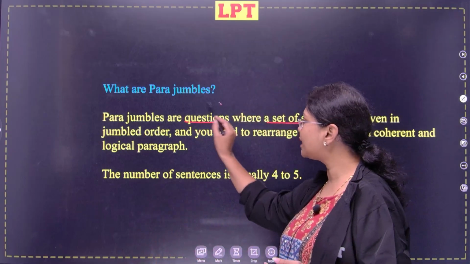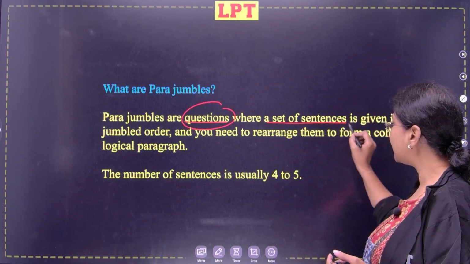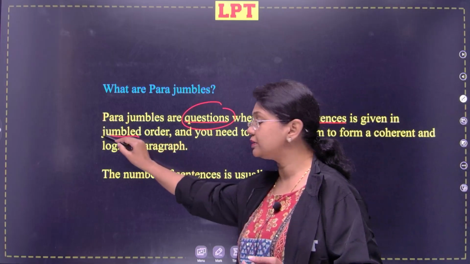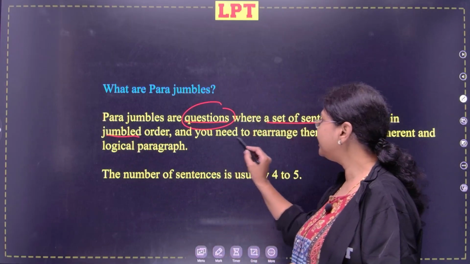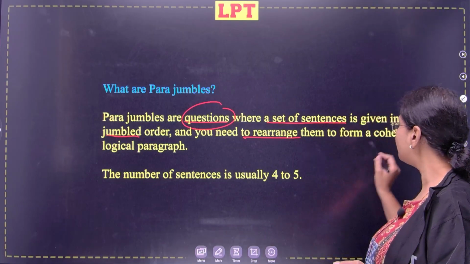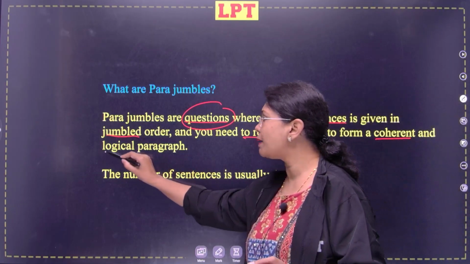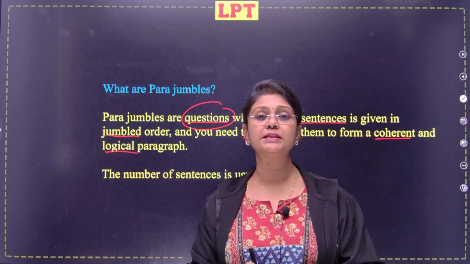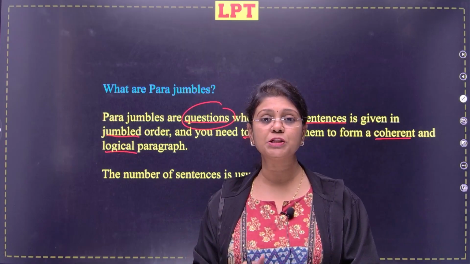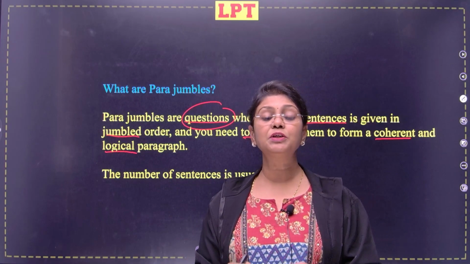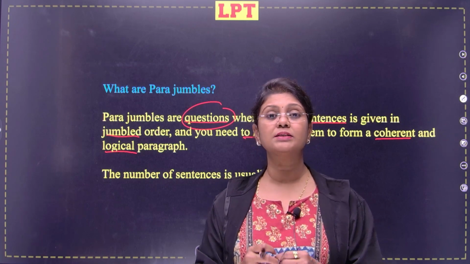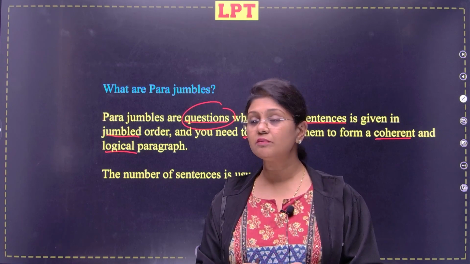So parajumbles are questions where a set of statements is given in jumbled order. That is to say that they are in the incorrect order and you need to rearrange them to form a coherent and logical paragraph. Parajumble questions are basically questions of language plus logic. So when you solve a parajumble question, you need to understand that you are basing your answers on certain logic to arrive at an answer.